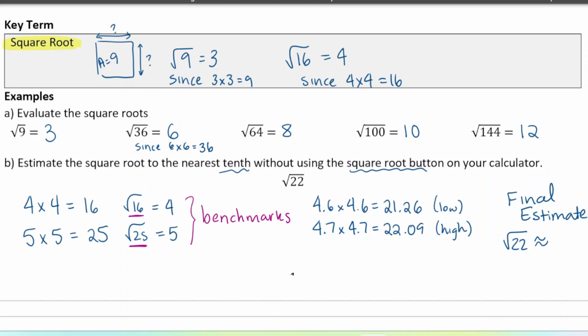So we say it's approximately, you can use these little squiggly equal signs to say we're estimating here, it's not exact. 4.7 was the best estimate, and that's our final answer. So this is how your work should look when you're estimating your square roots. Okay, so that is the end of the lesson.